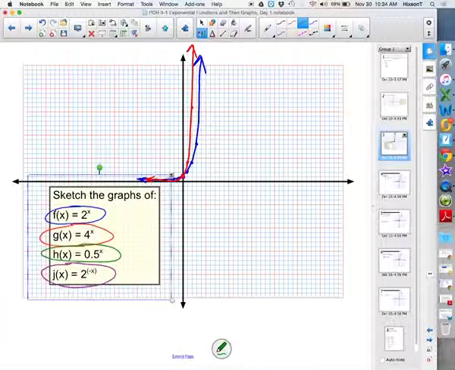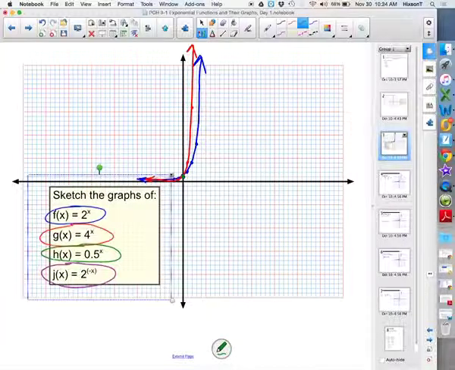And then let's look at 0.5 to the x. Now, notice here, a is between 0 and 1. What is that going to do to our function? It's going to be a decay. Remember, these are exponential growth. When a is between 0 and 1, we have exponential decay. Now, what's the y-intercept going to be? (0, 1) still, okay? That hasn't changed.